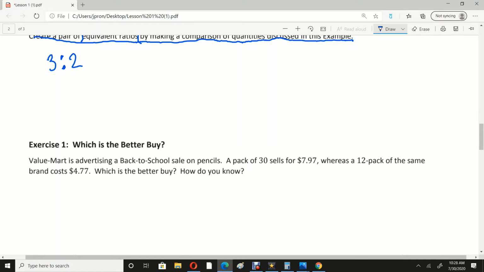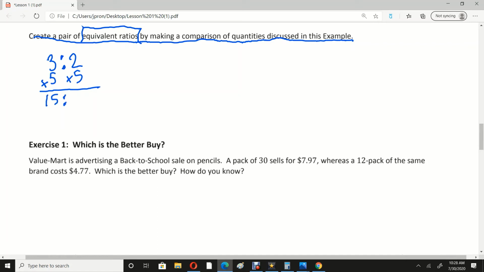Well, like we mentioned at the top of the lesson, if you multiply both parts by the same number, you're going to get an equivalent ratio. So let's just say we multiply both of these by, I don't know, let's say 5. Multiply both parts by 5. So 3 times 5 is 15, 2 times 5 is 10. So that is to say, 15 to 10 is equivalent to 3 to 2.